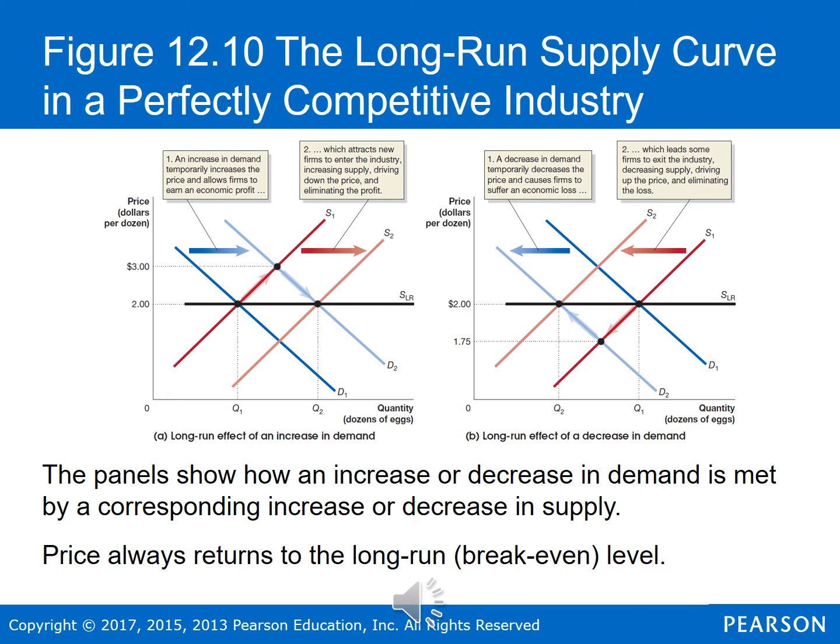This slide graphically shows what we talked about on the previous slide, how an increase or decrease in demand is met by a corresponding increase or decrease in supply, but price is always returning to the long-run break-even level.